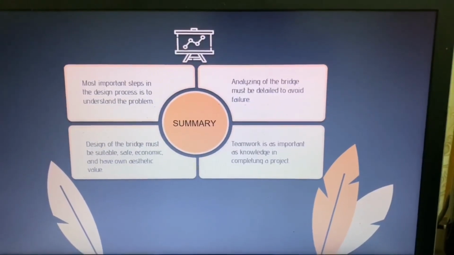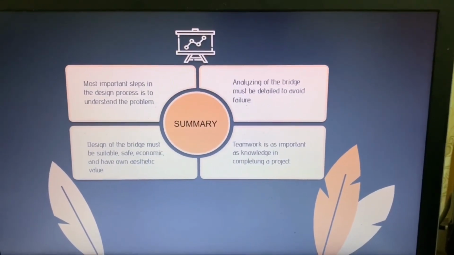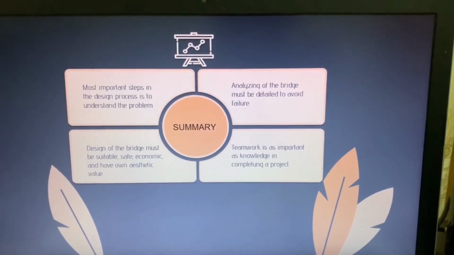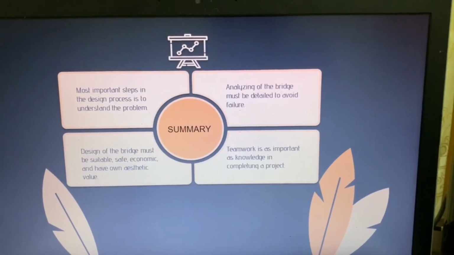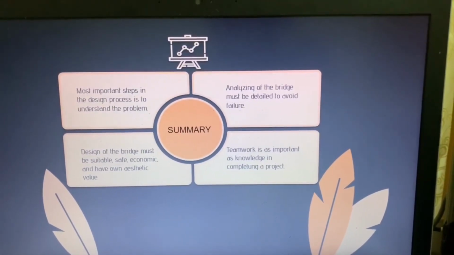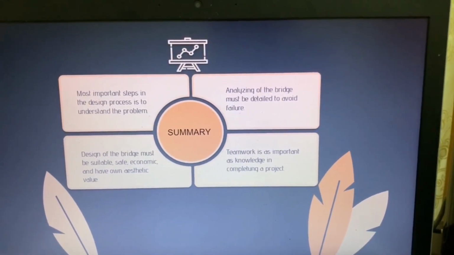As for the summary of our project, the most important step in the design process is to understand the problem. Next, the analysis of the bridge must be detailed to avoid failure. Teamwork is very important, and knowledge is also important in completing this project. Lastly, the design of the bridge must be suitable, safe, economical, and have aesthetic value.